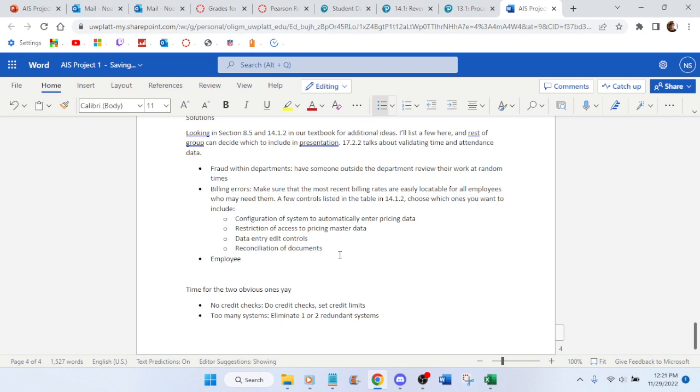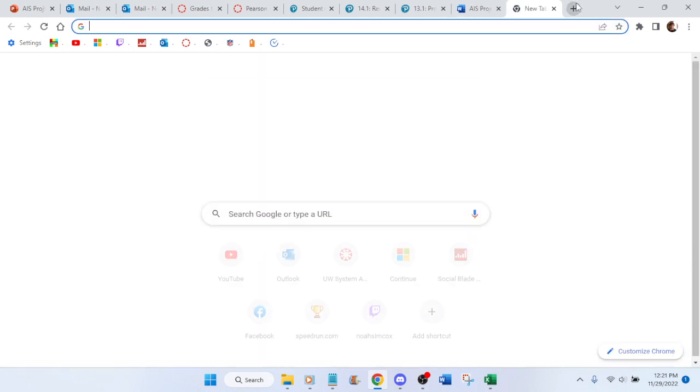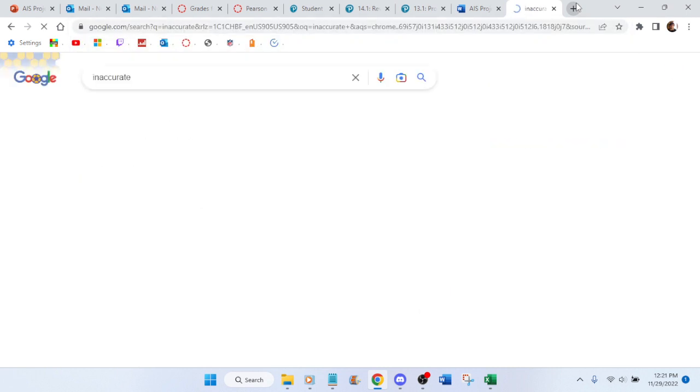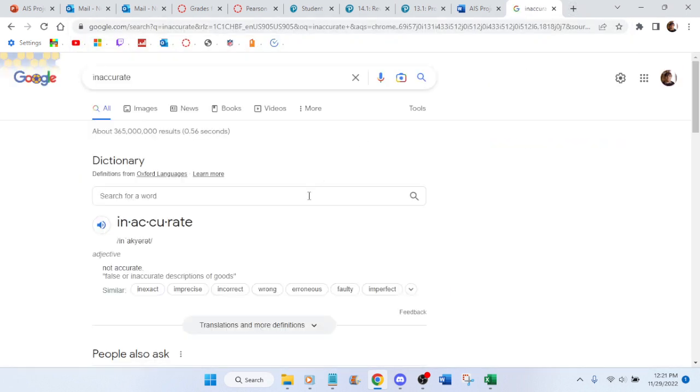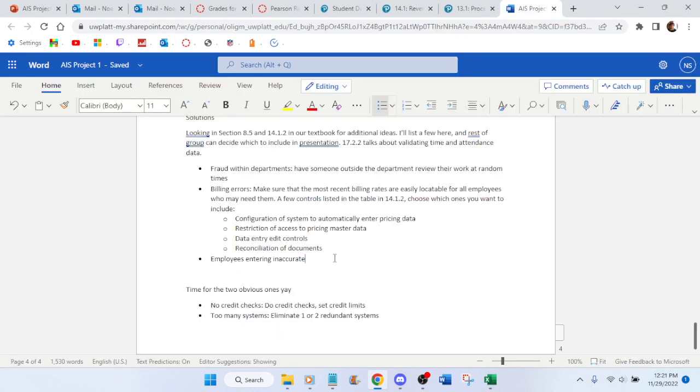Employees entering an inaccurate... How do you spell inaccurate? Inaccurate. Dude, it didn't even put a red line under it. Inaccurate. Okay. Worked. I have no idea. So, closely monitor, like, have a supervisor monitor that or something.